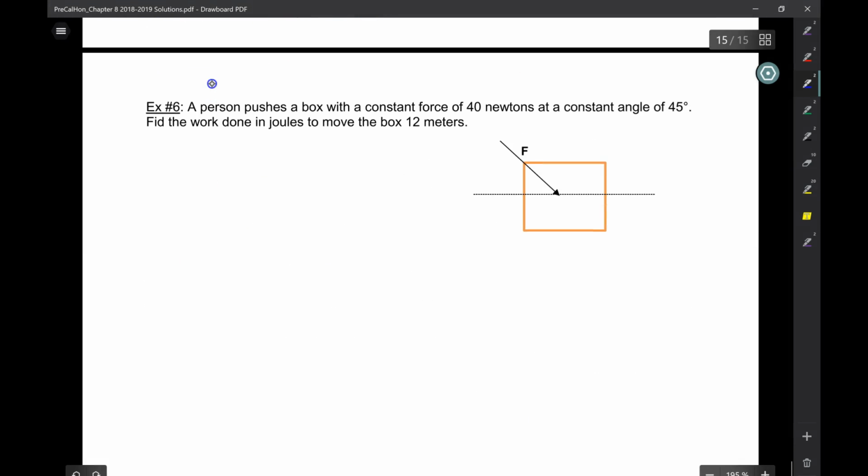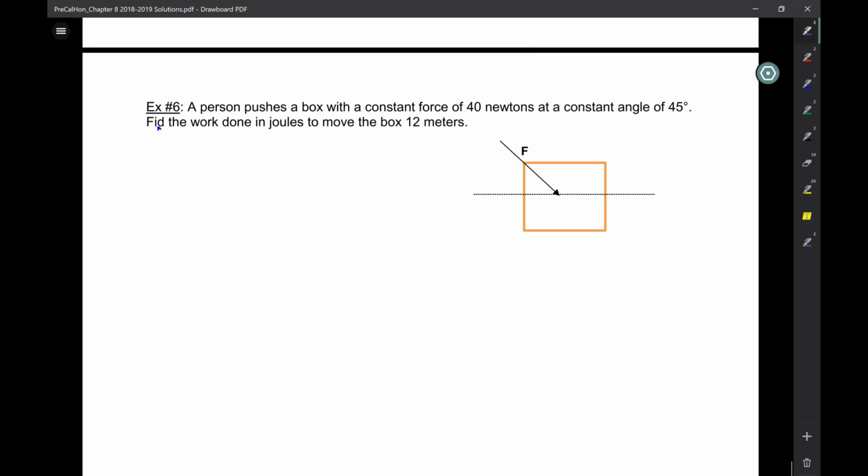So here, a person pushes a box with a constant force of 40 newtons at a constant angle of 45 degrees. All right? So find the work done in joules to move the box 12 meters. Okay? So what did we say?